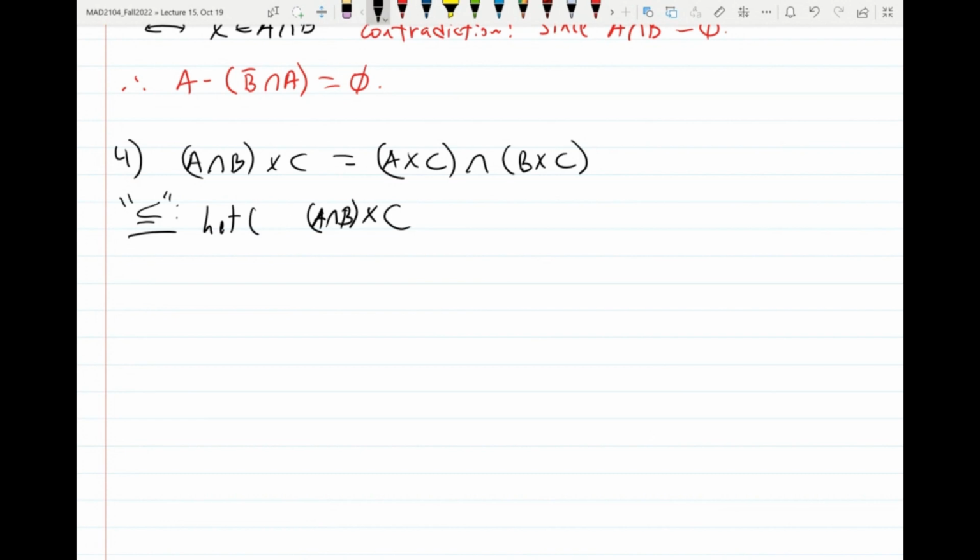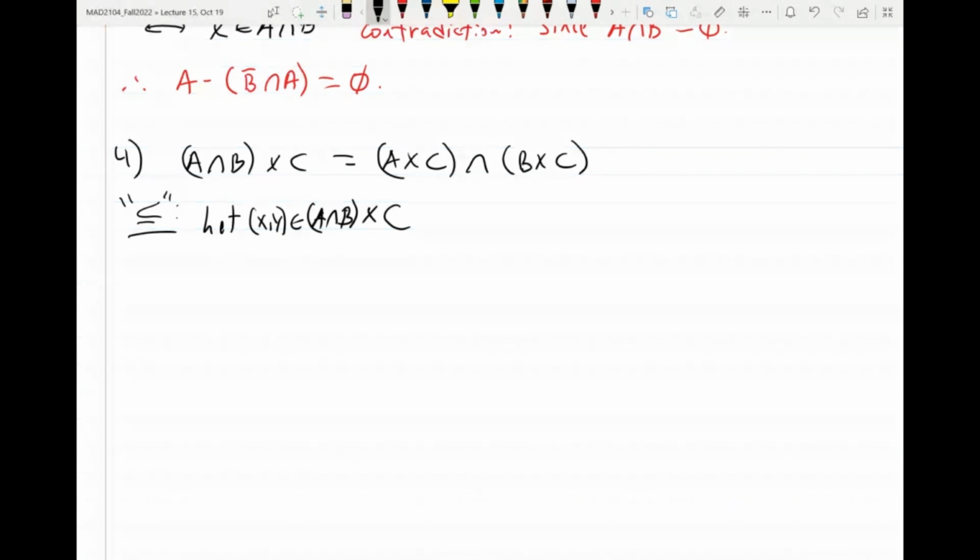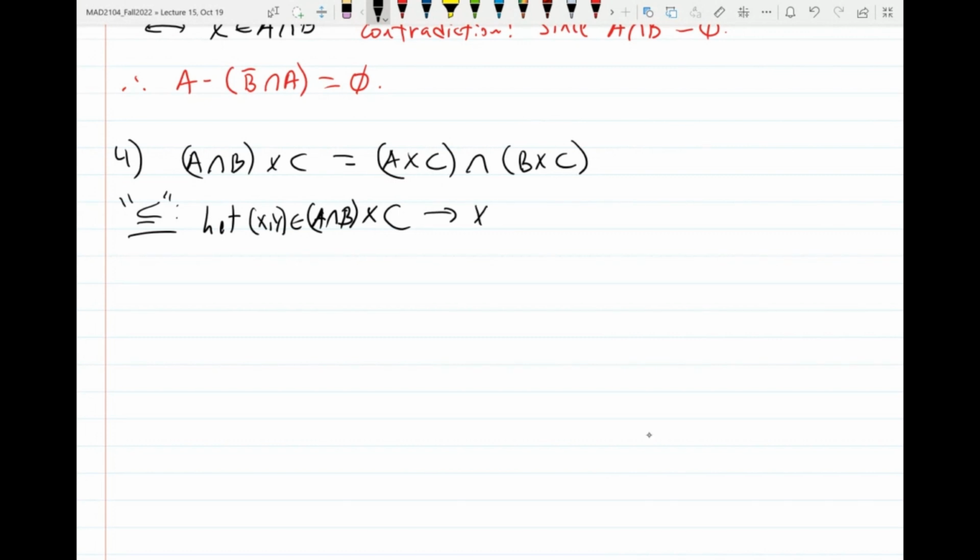So let's write it. So I'm going to write, I don't know, let's write (X, Y). Do you understand this? Because an element of a Cartesian product is an ordered pair. Okay, now we are in the position to use the definition of Cartesian product. So then what does that mean? What can we say from here? It means that X is in the intersection and Y is in C. Here we use the definition of Cartesian product.